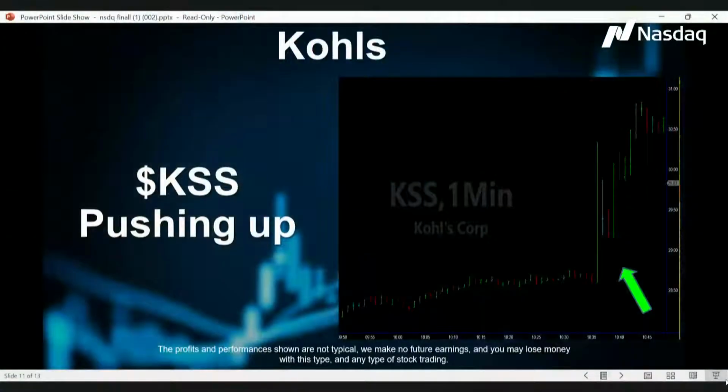And our last example here, Kohls. We're looking at multiple hundreds of thousands of shares on the order there. Well, that's another thing. People think this is just for inexpensive stocks. It's not just inexpensive stocks. It also works for more expensive stocks.